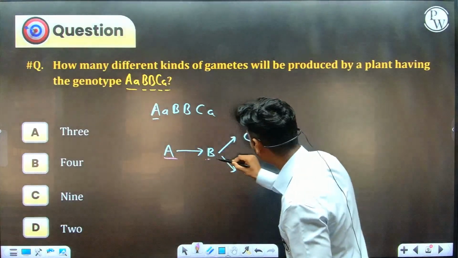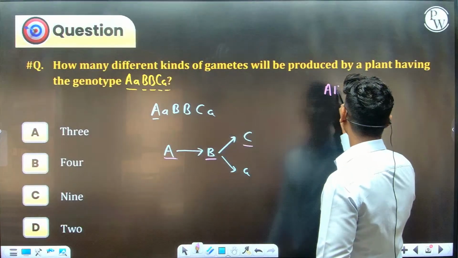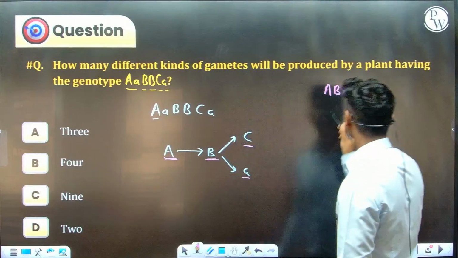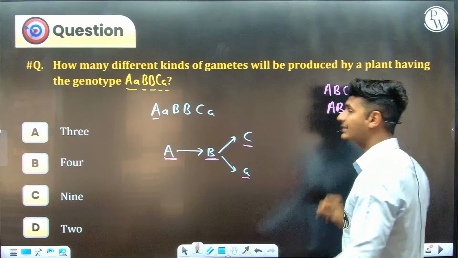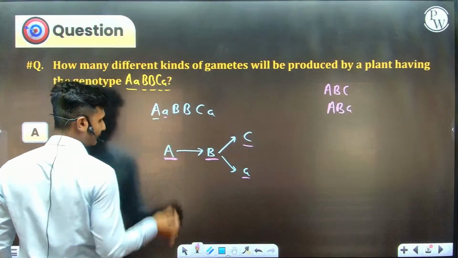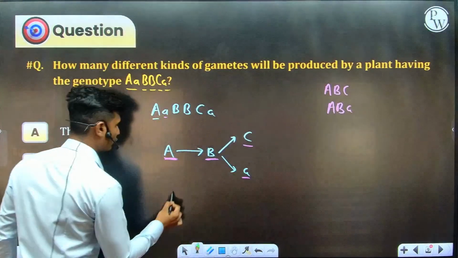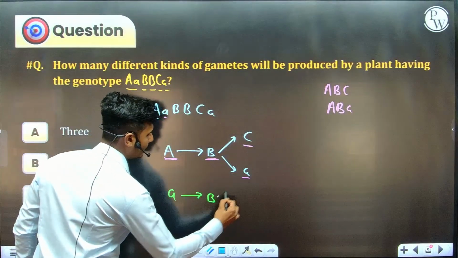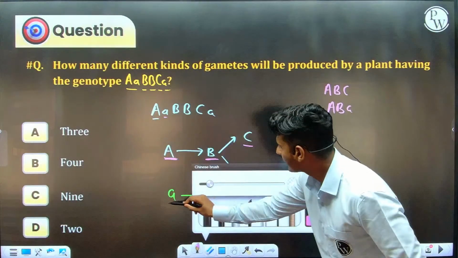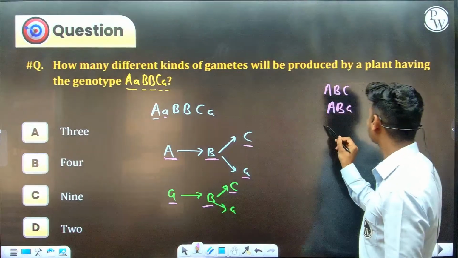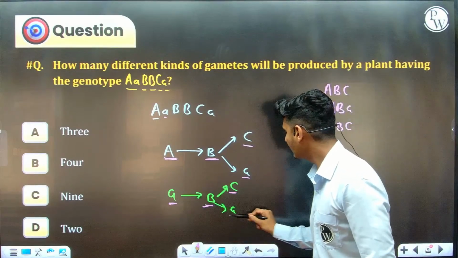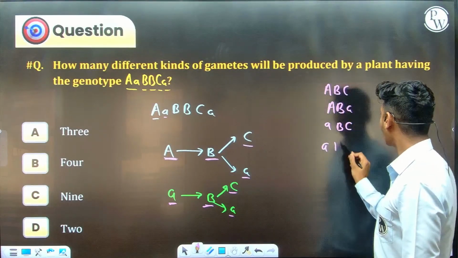Capital A, capital B, capital C is the first gamete. Capital A, capital B, small c is the second gamete. Now, do this same thing with small a. Here, small a, one arrow, capital B, two arrows, capital C and small c. So the gametes are small a, capital B, capital C, and small a, capital B, small c.